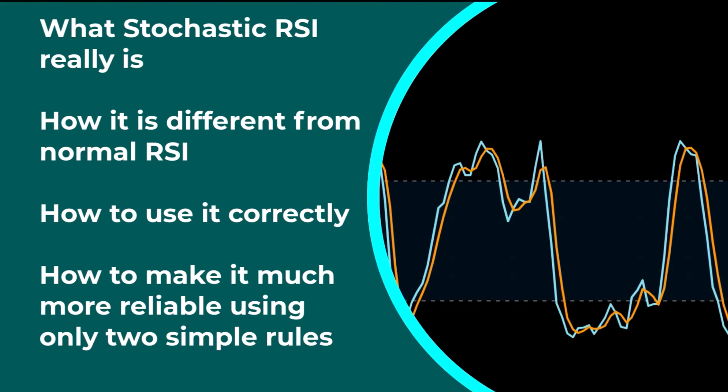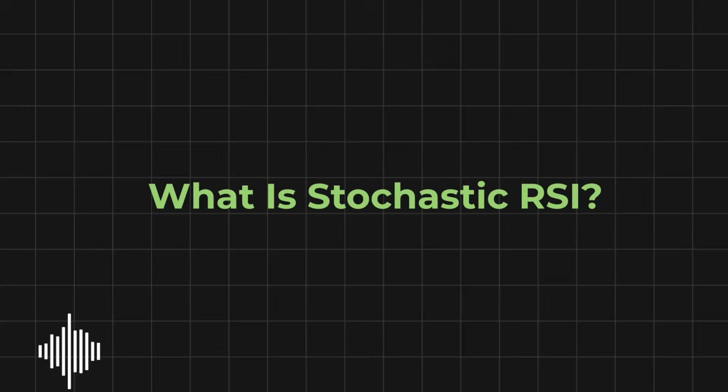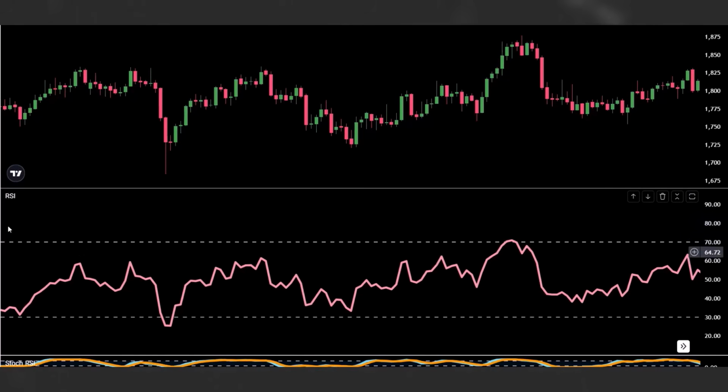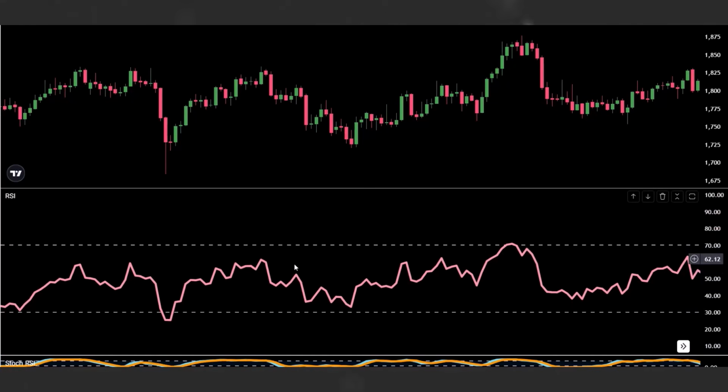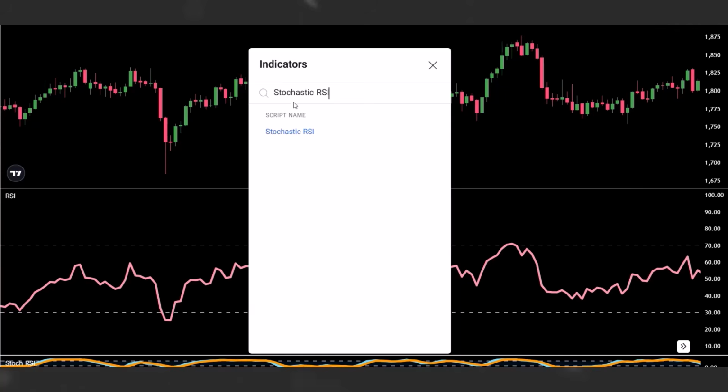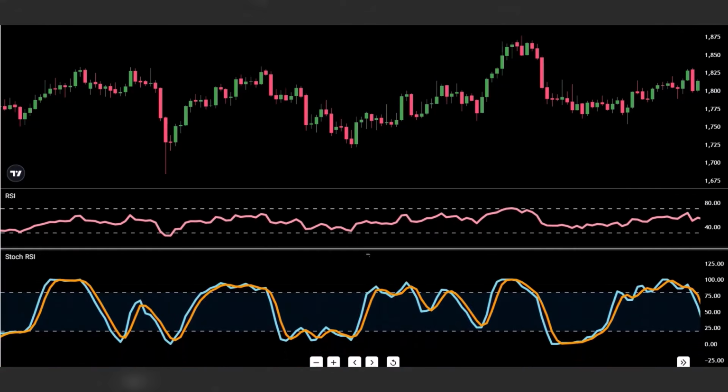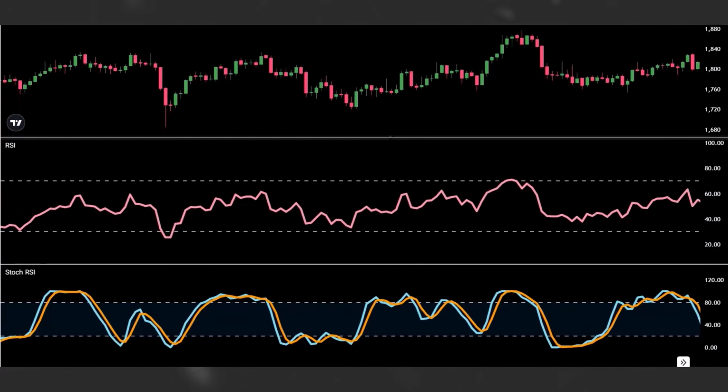So let's get started. What is a stochastic RSI? Look at your chart. First, add the RSI indicator. You already know this one. It moves between 0 and 100. It shows us momentum. It helps us understand if the market is strong or weak. Now go to the indicator section, search for stochastic RSI and add it to your chart. You will notice something immediately. It looks similar to RSI, but it moves much faster. And this time, you will see two lines instead of one.